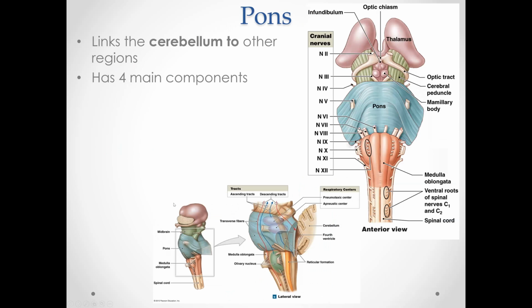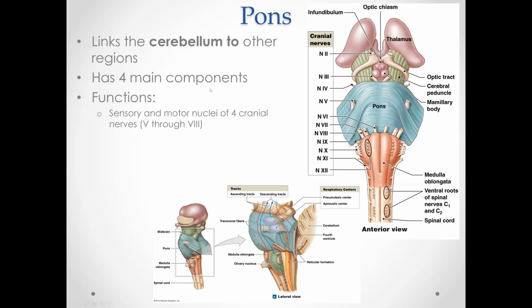So the next structure of the brainstem is the pons, and the pons is shown in blue. It sits right above, or superior to, the medulla oblongata. And the pons plays a key role in linking the cerebellum to other regions of the brain. So if you look at the lateral views shown here, the pons is where the cerebellum, or that small little brain in the back, is actually connected. And so a lot of the pons's role is to relay signals back and forth from the cerebellum to the spinal cord, from the cerebellum to the cerebrum, etc.